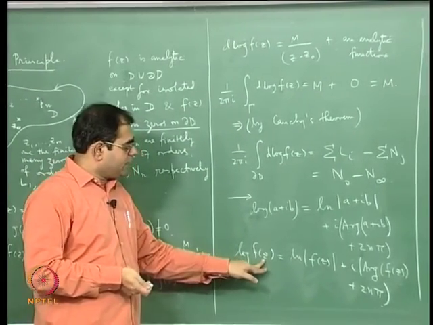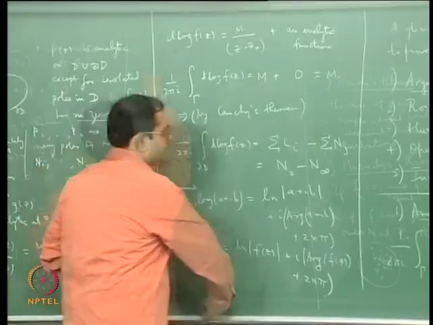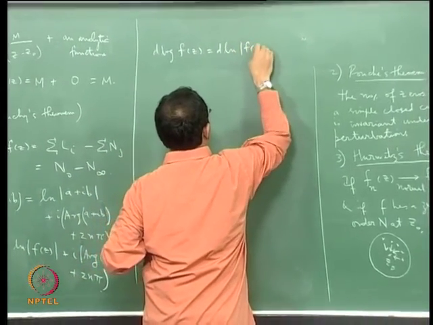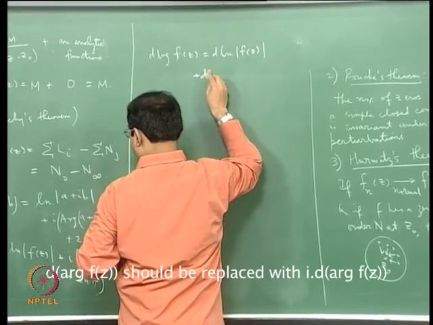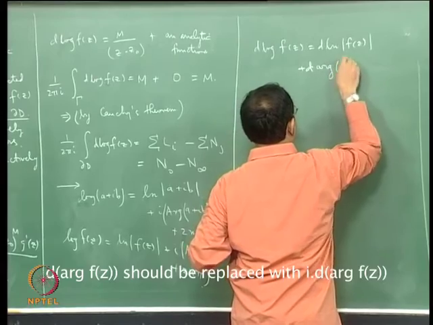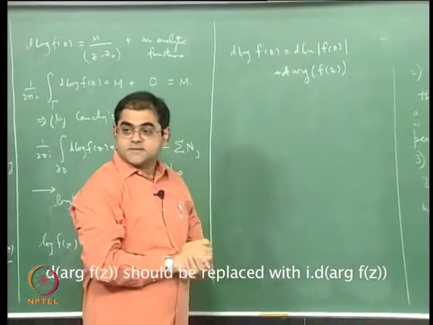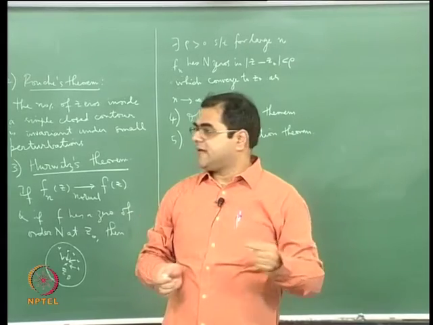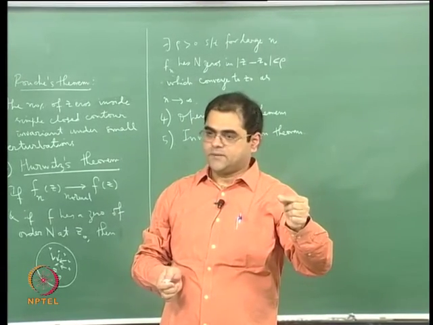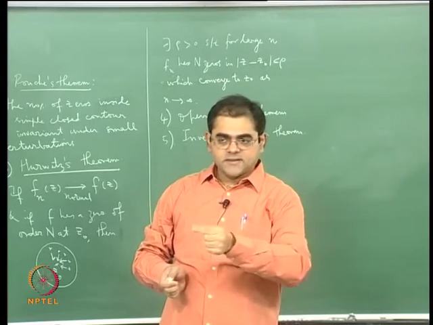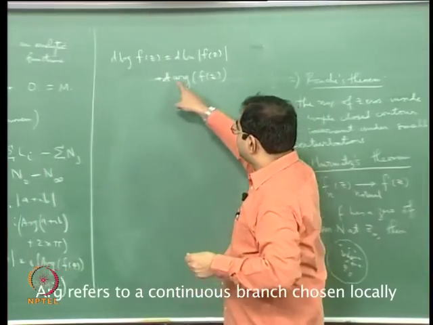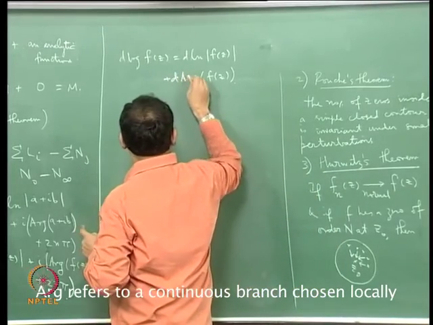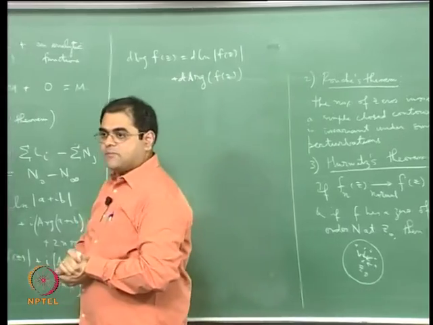But the point is that you can naively write d log f(z) is d ln mod f(z) plus d of the argument of f(z). You can write it like this, where d is supposed to be the difference as you change z along an arc. You can change z along an arc and make sense of the difference in these values, and of course here you choose a particular branch of the logarithm. So I would rather put a capital A, and you should be able to choose a particular branch of the logarithm.